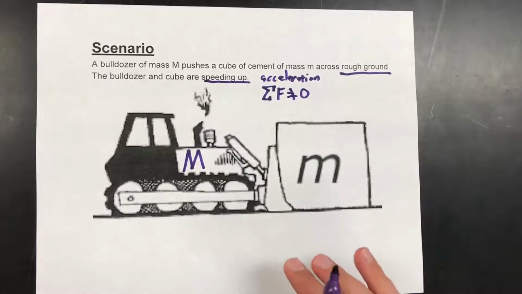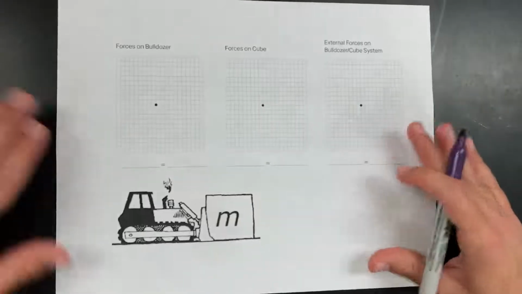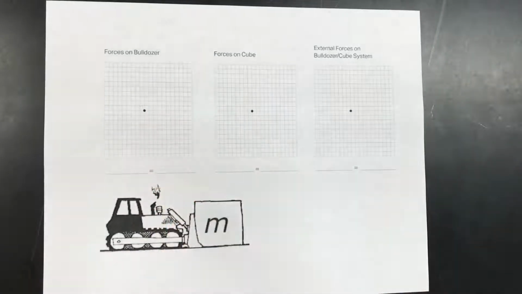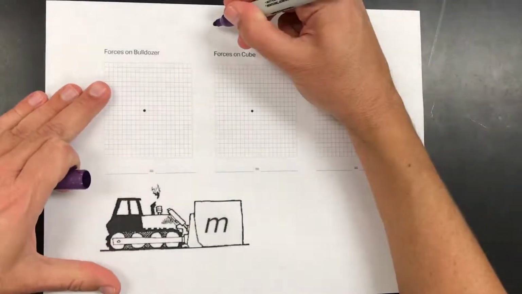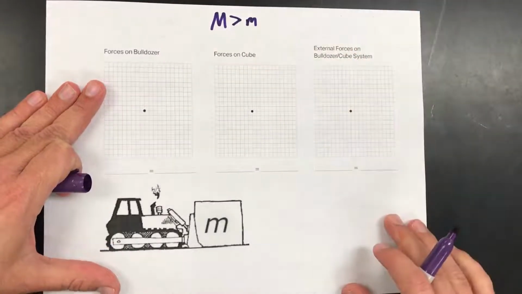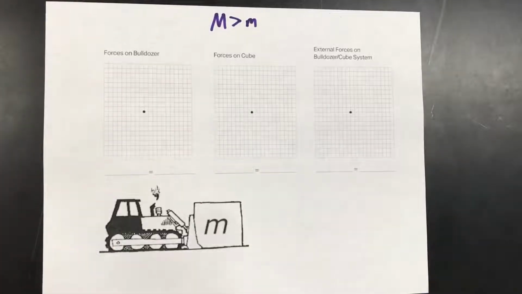So let's start to draw the free body diagrams that they're going to ask for here. So on this one right here, let's start with just the forces on the bulldozer. Now they never explicitly said it. Normally they actually will. They'll say something like capital M is greater than lowercase m. And they didn't say it here, but they say it later in the problem. So I'm going to go ahead and say I'm working with that assumption right here.